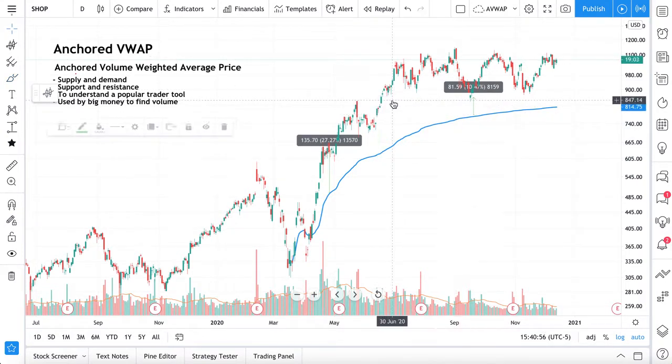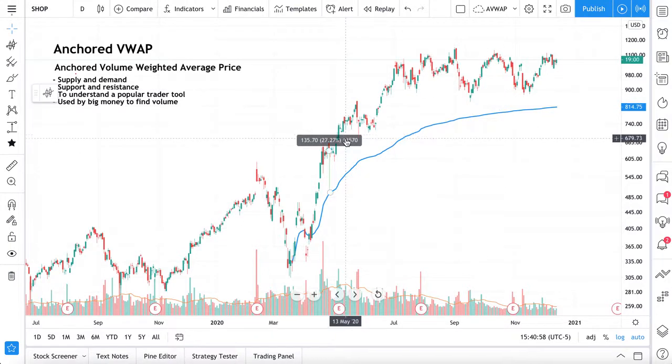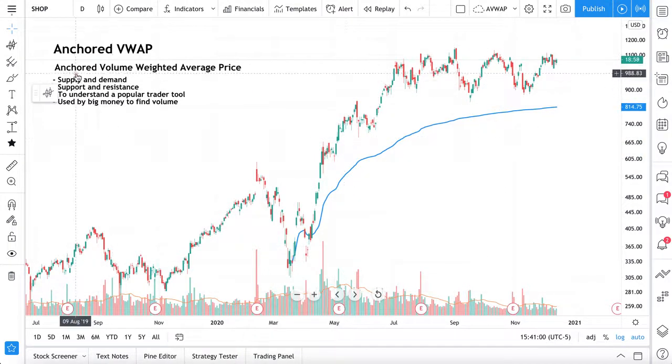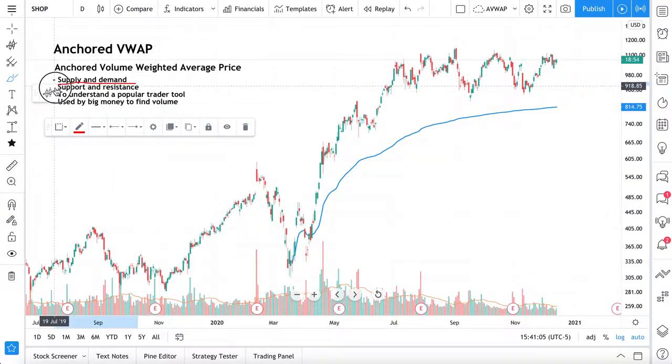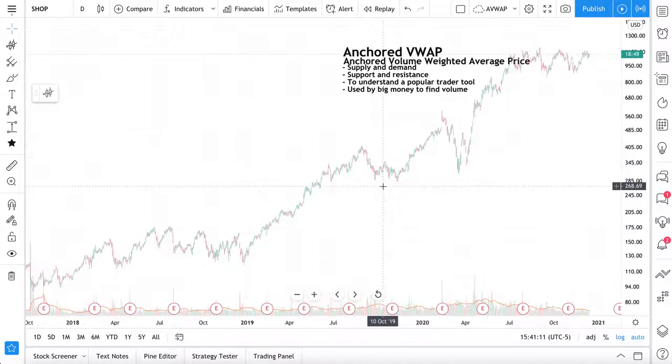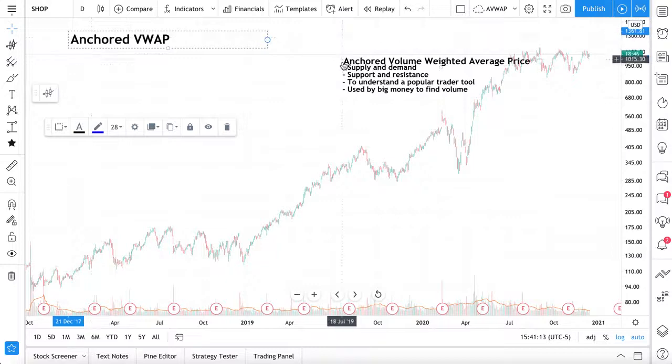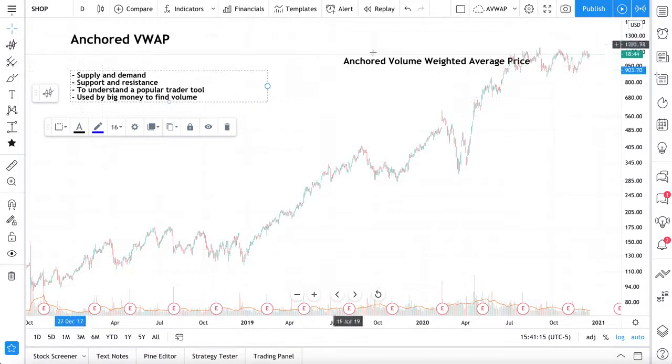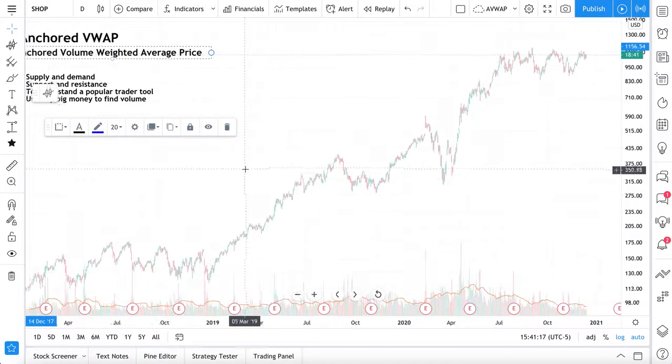Now let's move on to the next topic about anchored volume weighted average price that we can look into, and that is support and resistance. So we're just going to circle this, support and resistance. And so how can we use this to find support and resistance? Well, let's zoom out a little. We will move our titles over here to the left.